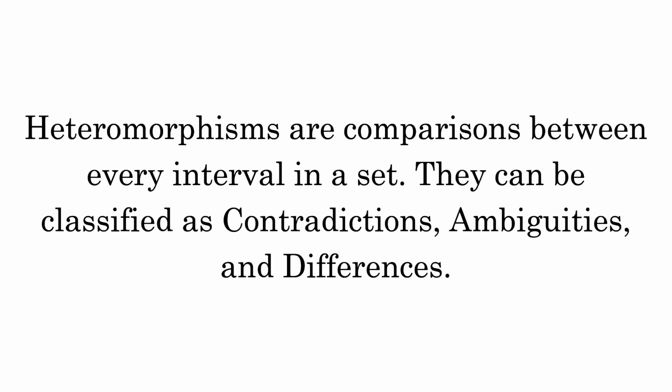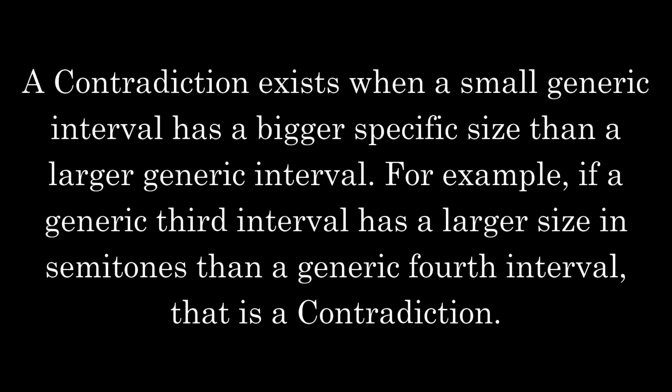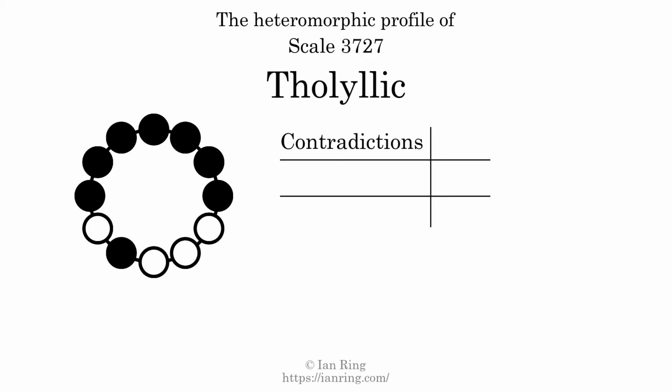Heteromorphisms are comparisons between every interval in a set. They can be classified as contradictions, ambiguities, and differences. A contradiction exists when a small generic interval has a bigger specific size than a larger generic interval. For example, if a generic third interval has a larger size in semitones than a generic fourth interval, that is a contradiction. The number of contradictions in this scale is 90.